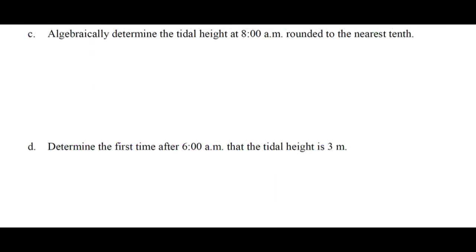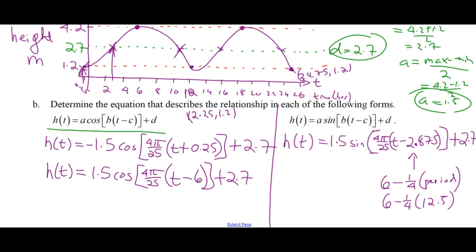Algebraically determine the tidal height at 8 a.m., rounded to the nearest tenth. So we have a function, and we must algebraically determine, so we want h of 8. So we'll use our 1.5 cos 4 pi over 25. Now I'm using the other one, it just has the 6. Yes, it's a little easier. It won't make any difference. You're just substituting the value. I chose this one because this is just 8 minus 6. That's easier to do than 8 1/4.